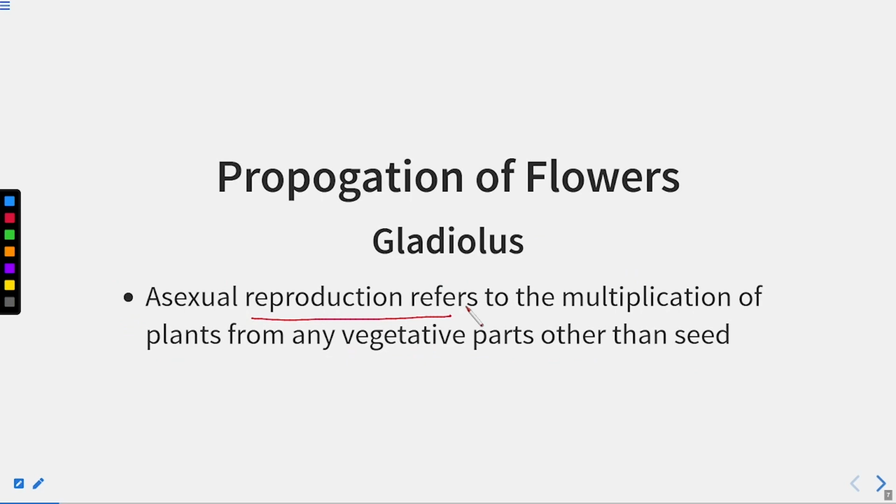Asexual reproduction refers to the multiplication of a plant from any vegetative part other than seed. We generally follow asexual reproduction because it is quick to grow a new plant, right? What is the meaning of asexual reproduction? It is the multiplication of a plant from any vegetative part. That could be a stem, that could be a root, right?